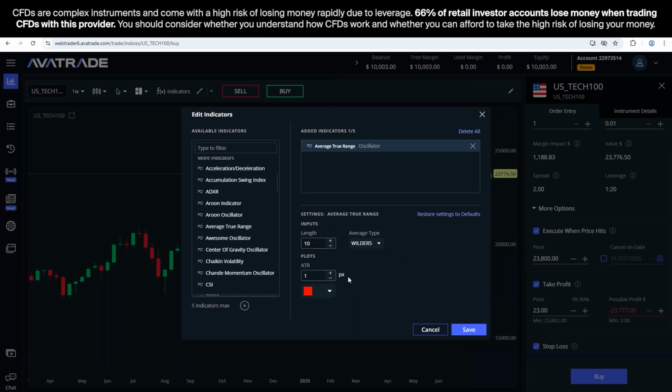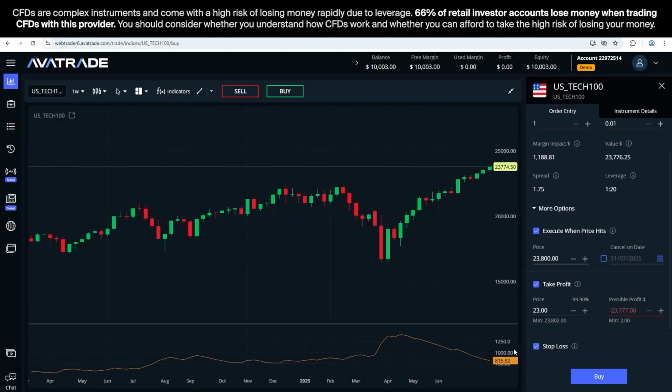I choose the average true range. I've selected 10 for 10 weeks. Click save, and now I know that NASDAQ has the ability to move $815 per week. Since I'm planning to hold this position for a week or two, I can even go for 1,000. If it can move 800 per week, I guess 1,000 in 2 weeks is not too much to ask.